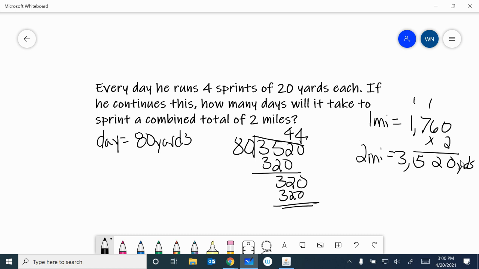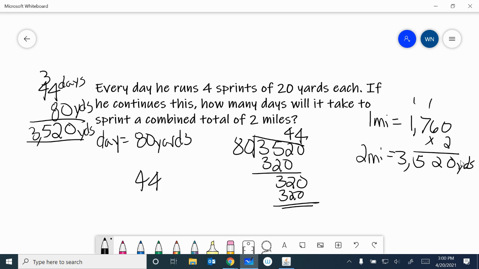Now, that was kind of a weird way to figure it out. So I do want to go ahead and check our work. I know it's going to take him 44 days at 80 yards per day. So 4 times 8 is 32, 4 times 8 is 32, 33, 34, 35. There's our answer. 44 days at 80 yards per day, he will run 3,520 yards, which equals 2 miles. So our answer is 44 days.